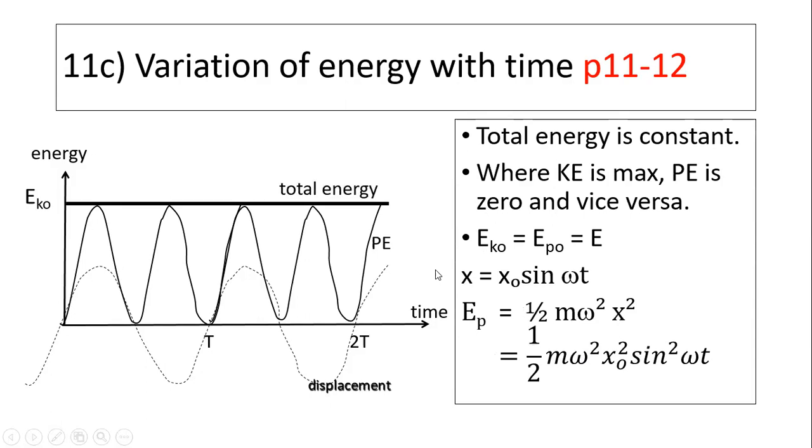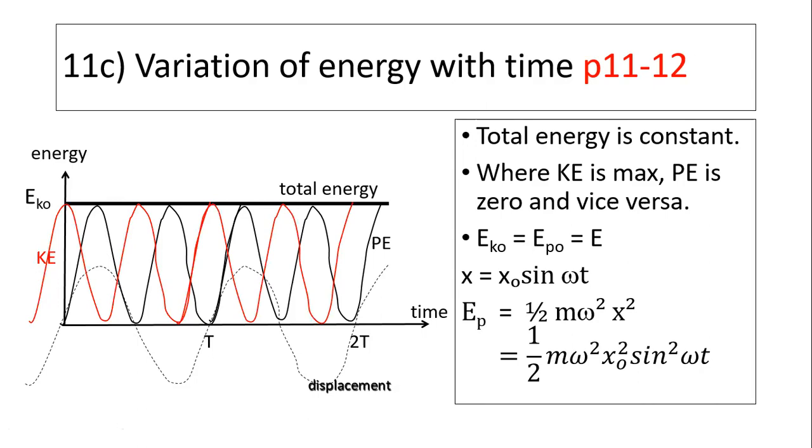And then just remember, the kinetic energy is inverted, just different from potential energy. Where potential energy is zero, kinetic is maximum; where potential energy is maximum, kinetic is zero, that's all. It's all in your book, page 11 and 12. Any comment?